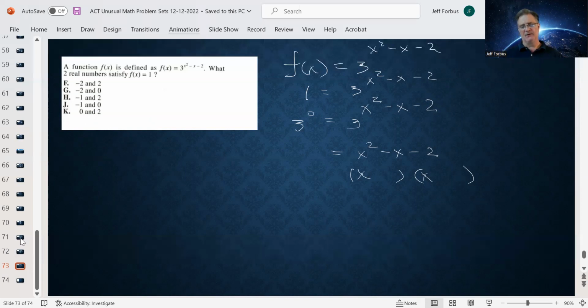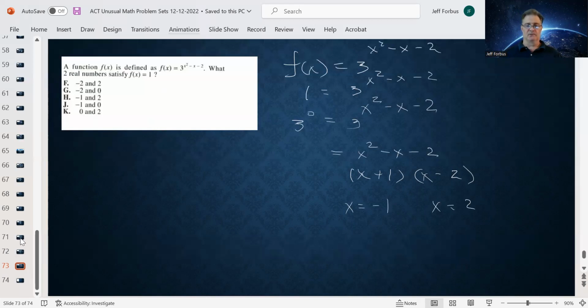We got a 2 for the constant, and we've got a negative 1 in the middle. So 2 times 1 will give us 2, and 2 minus 1 will give us a 1, right? So we need a 1 and a 2. Then we need opposite signs so that these will work out, and the negative sign has to be with the 2. So therefore, we've got our factors. So x can be equal to negative 1, or x can be equal to 2.